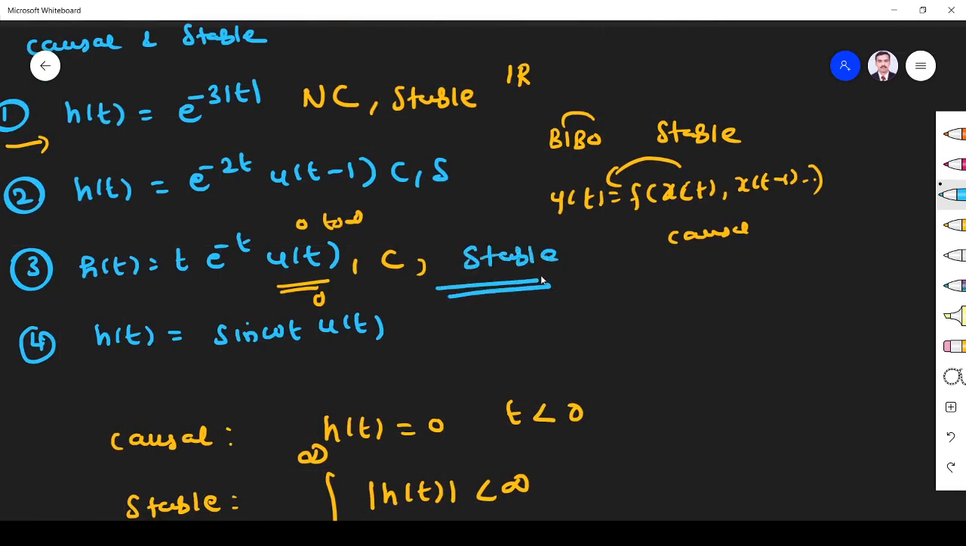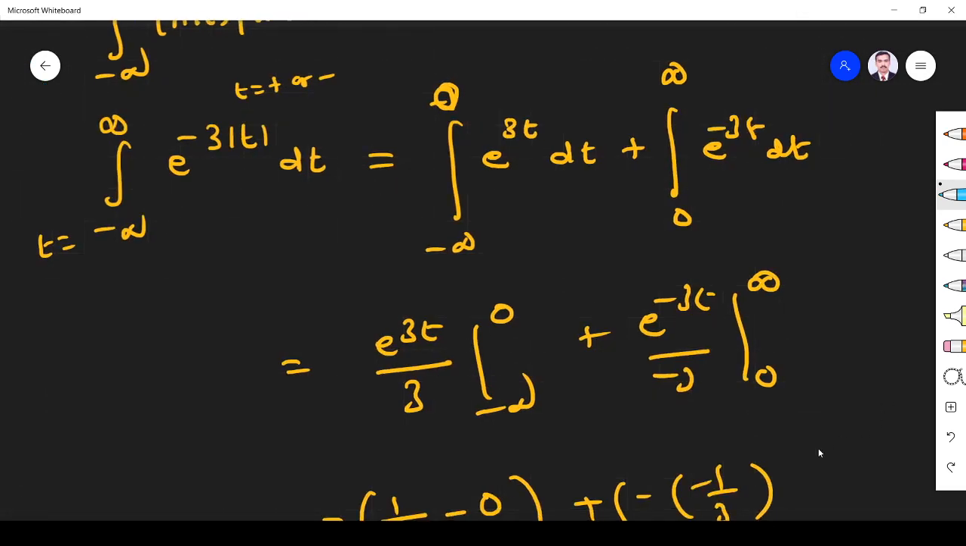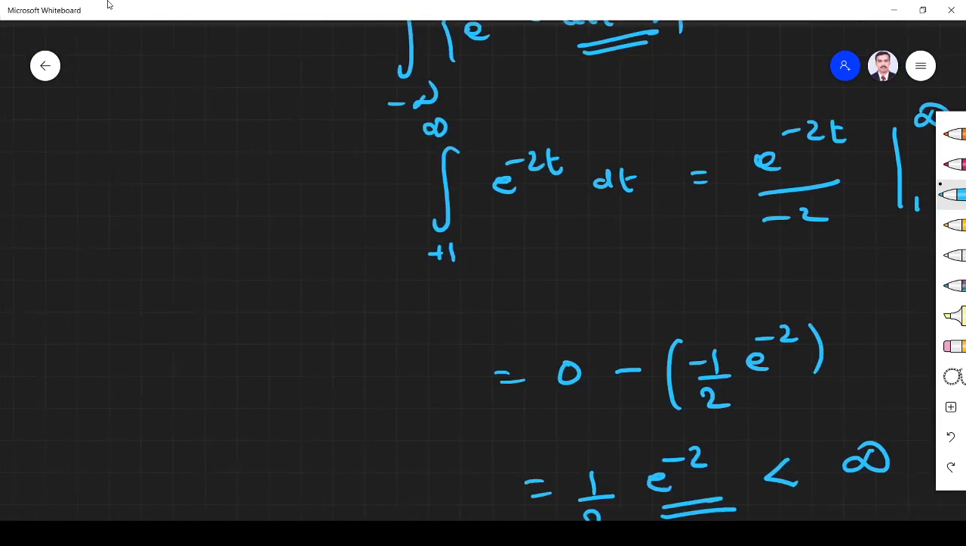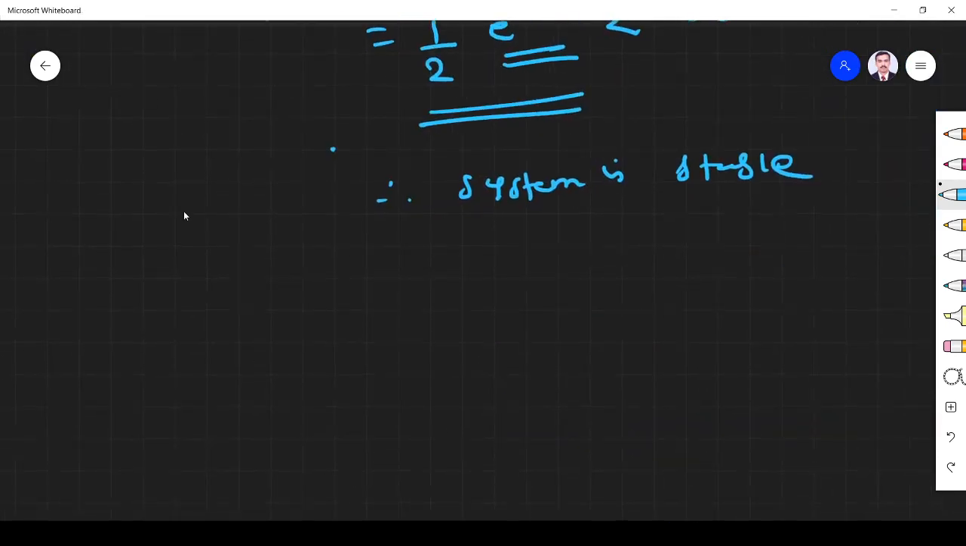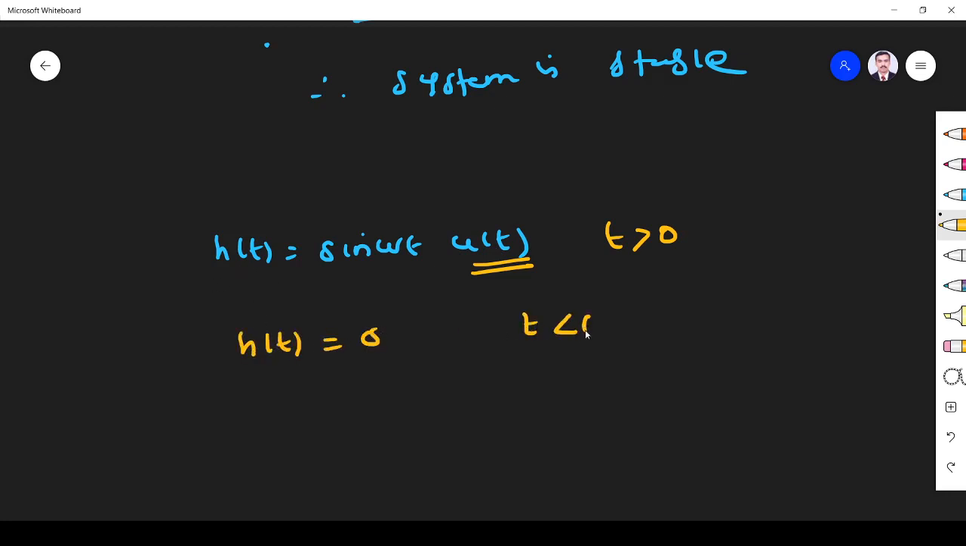Third system done. Fourth system, sine omega t. So h of t is sine omega t u of t. Whenever we have u of t, surely this exists only for t greater than 0; for t less than 0, it is 0. So h of t is 0 for t less than 0. Why? When t is less than 0, u of t becomes 0, and anything multiplied by 0 is 0.